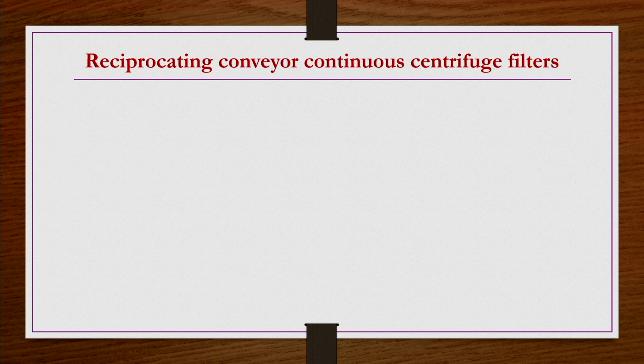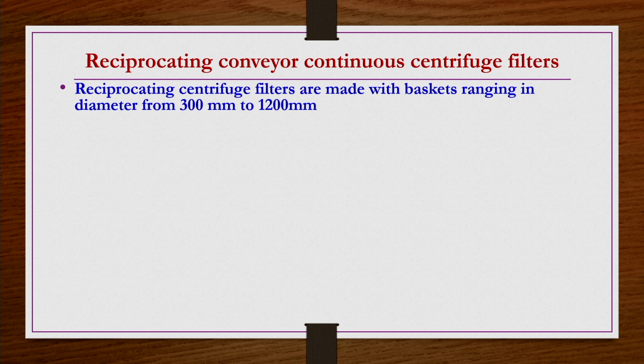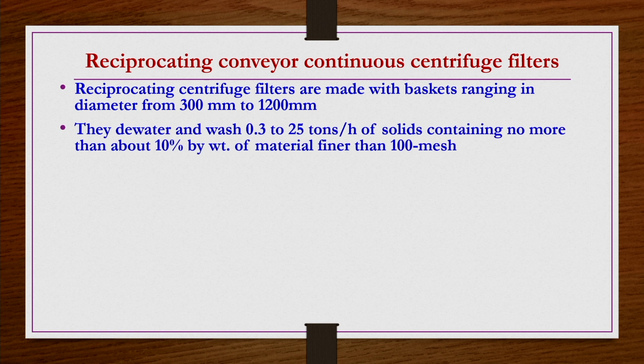The last one is the reciprocating conveyor continuous centrifuge filter. Reciprocating centrifuge filters are made with baskets ranging in diameter from 300 mm to 1200 mm. They dewater and wash 0.3 to 25 tons per hour of solids containing no more than about 10 weight percent of material finer than 100 mesh.